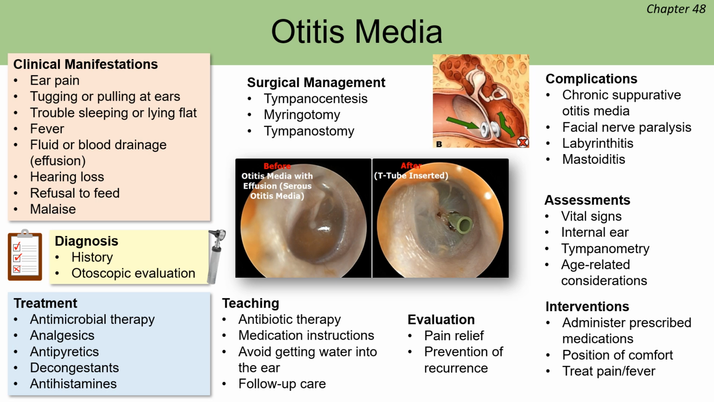So to diagnose this, we're going to look inside the ear and get a good history. There are some surgical procedures that can be done depending on what the problem is. If there's continuous fluid buildup, they can do a tympanocentesis where they aspirate fluid to relieve the pressure. They can do a myringotomy or tympanostomy. This involves making a hole in the tympanic membrane for drainage, or putting a tube, like seen in this picture, to drain fluid. So it just depends what the cause is.